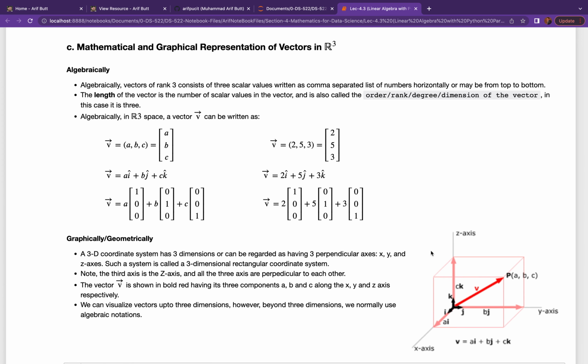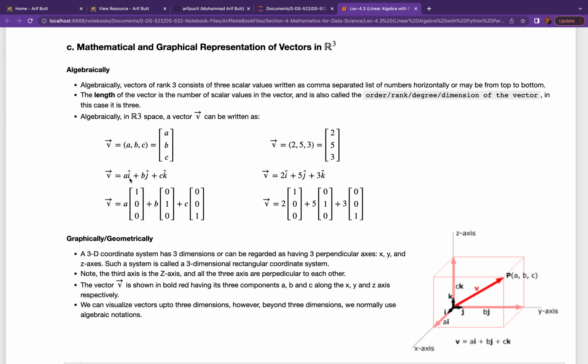Okay, my dear friends, similar to vectors of rank or degree or order 2, we can have vectors of rank 3 as well, having 3 scalar values. Once again, algebraic representation of a rank 3 vector can be having 3 comma separated values written horizontally or maybe vertically as a vector matrix or a column matrix.